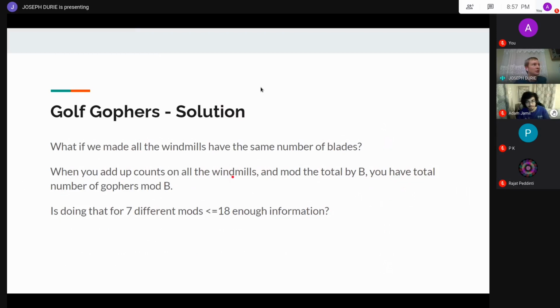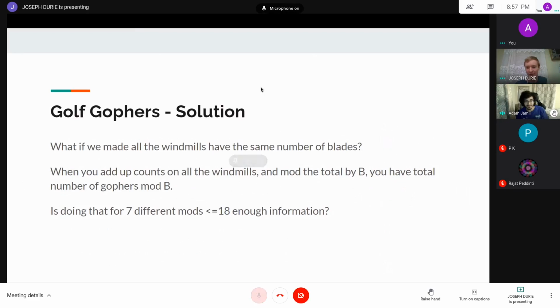So now the question is, can we do this? Like, is doing this for 7 different mods that are at most 18 enough information? So yeah, this is where I was stuck, and then I didn't actually know what this theorem does, but then I looked it up and it does the thing. But I don't know if these guys know it. I didn't know it. I mean, yeah, when I solved this problem, I didn't know it.